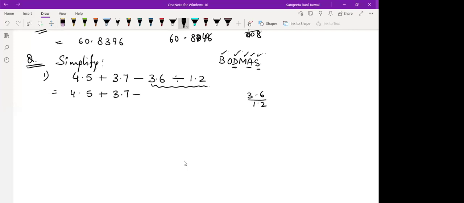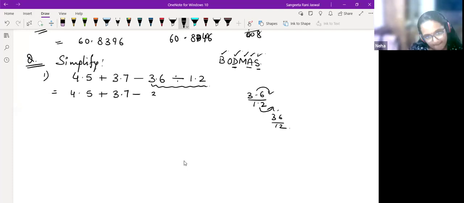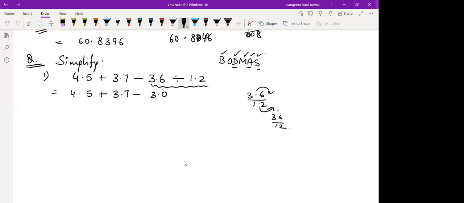What will you do? Just remove the decimal places, one and one. So you have 36 by 12. Yes, okay, so you get 3 here. Okay, understood this? Yes, ma'am.